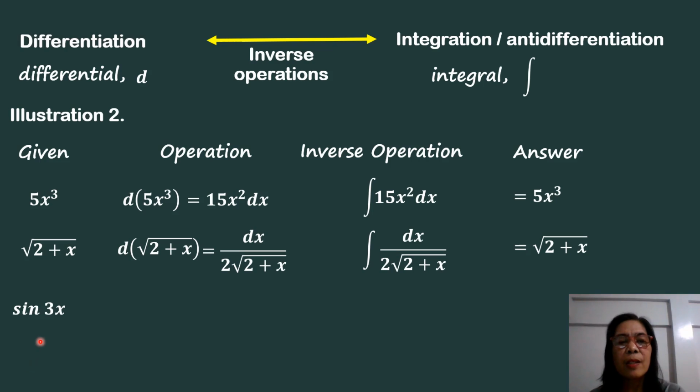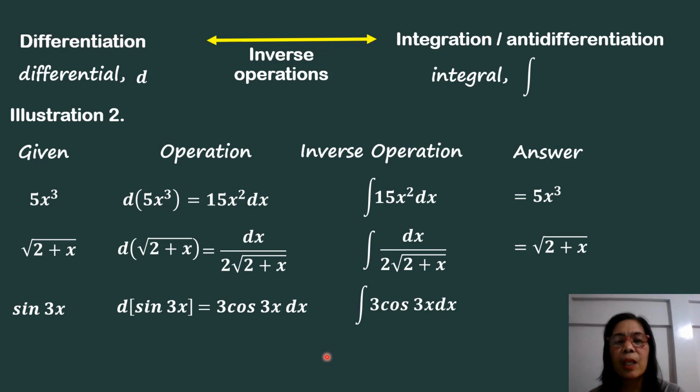Or we have here sine 3x. The differential of sine 3x is 3 cosine 3x times the differential of x. Integrating then 3 cosine 3x dx must give us back sine 3x. So this is how integration and differentiation work together as inverse operations. The integration process undoes what the differentiation has done to the original function, so it will give us back the original function.